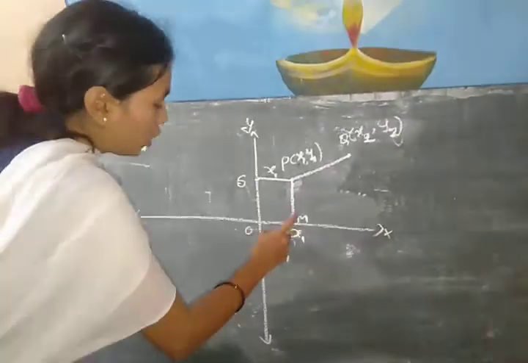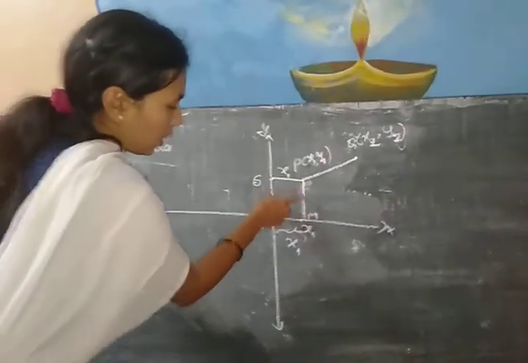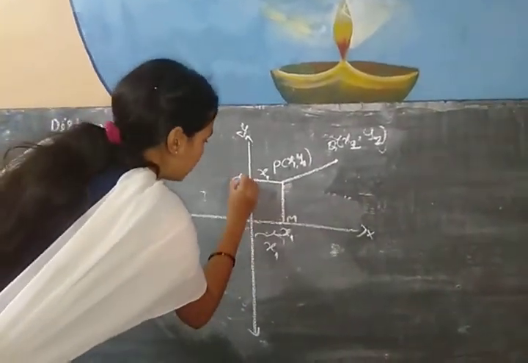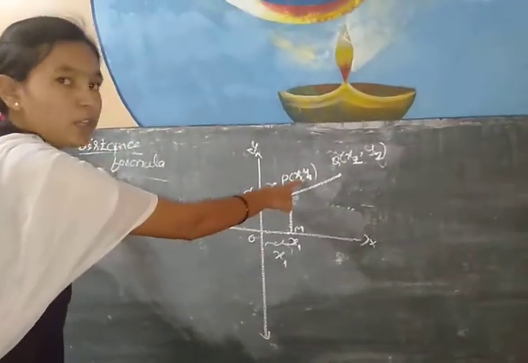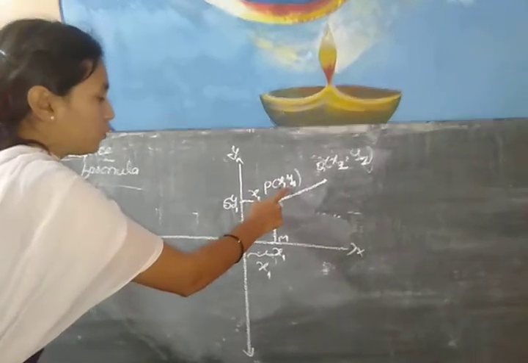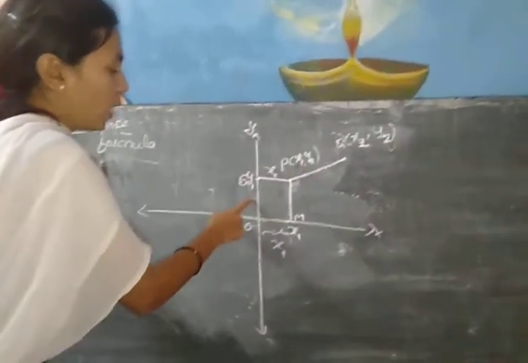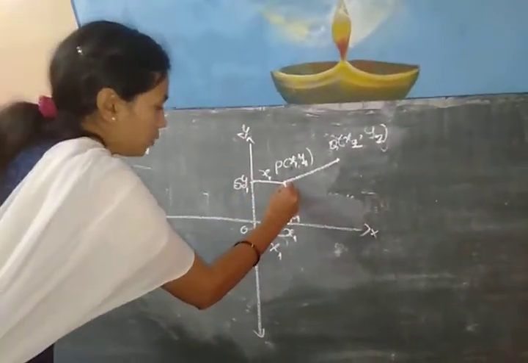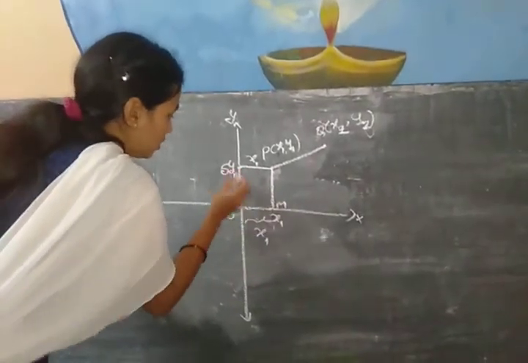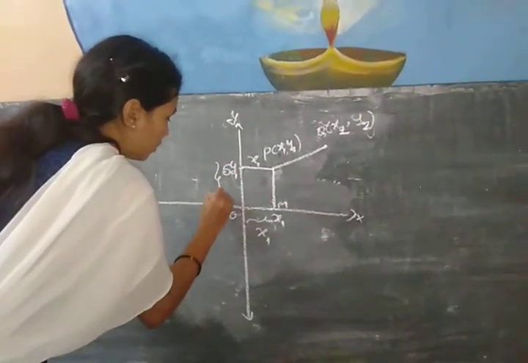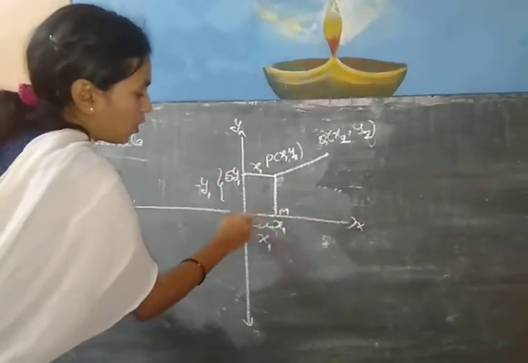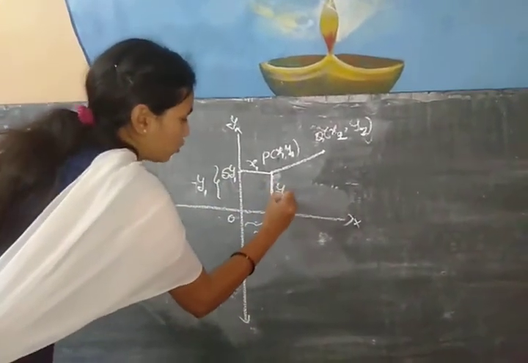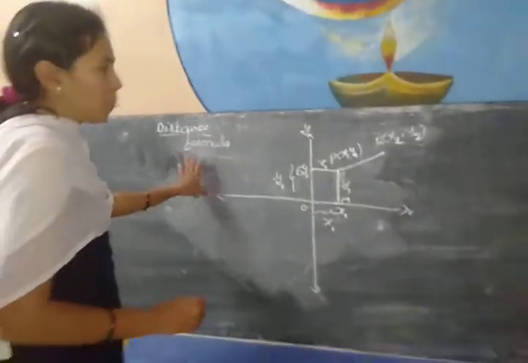So if you find the distance PM, this is the value y1. So y1 is the y coordinate, the value represented on the y-axis. This PM distance we can take as OS. This distance is y1. So OS and PM are both equal, and this value is also y1.